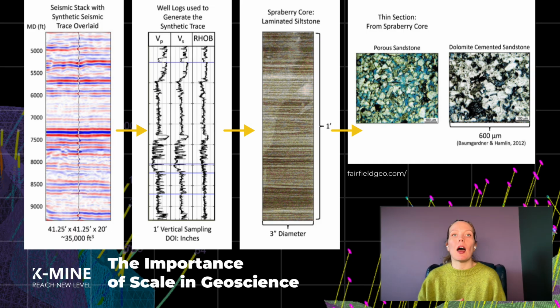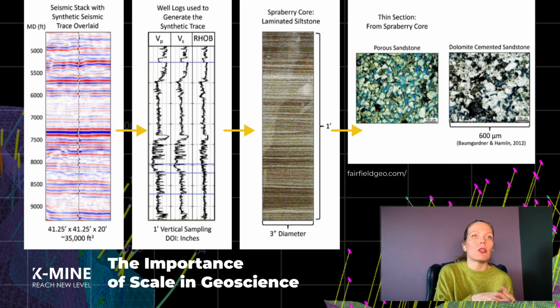At the same time, higher resolution comes with significant computational cost. That's why upscaling is often necessary, moving from very detailed models to coarser, more manageable ones that are still practical for large-scale simulations, resource management, or hazard assessment.